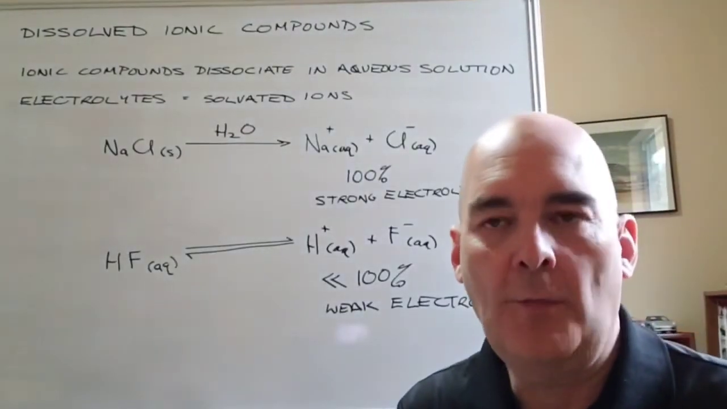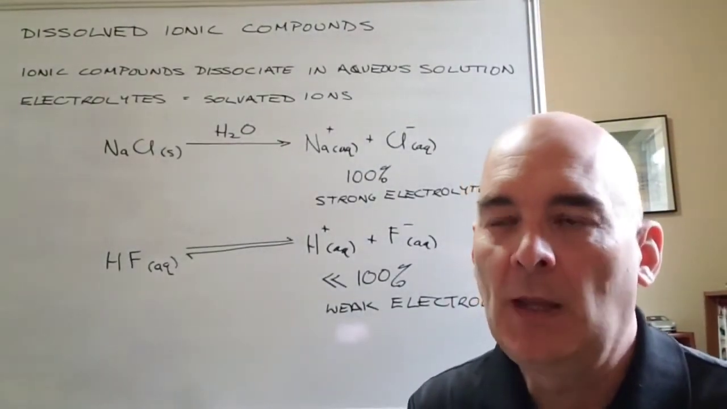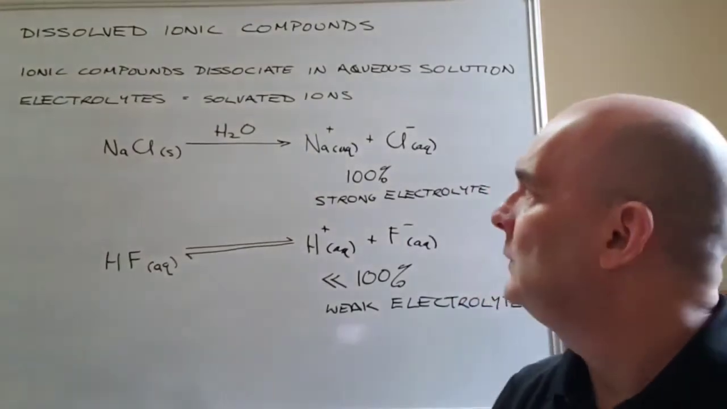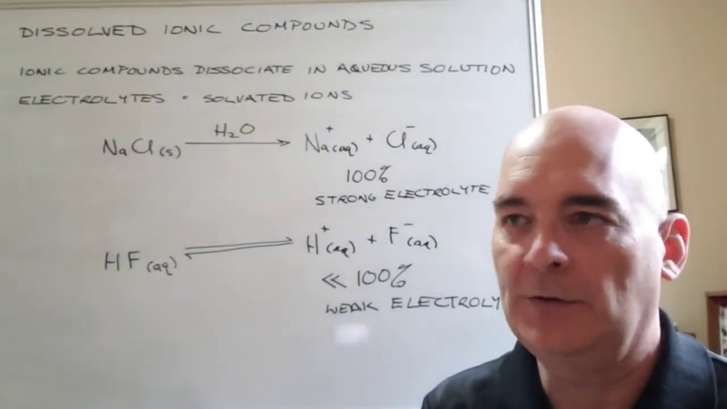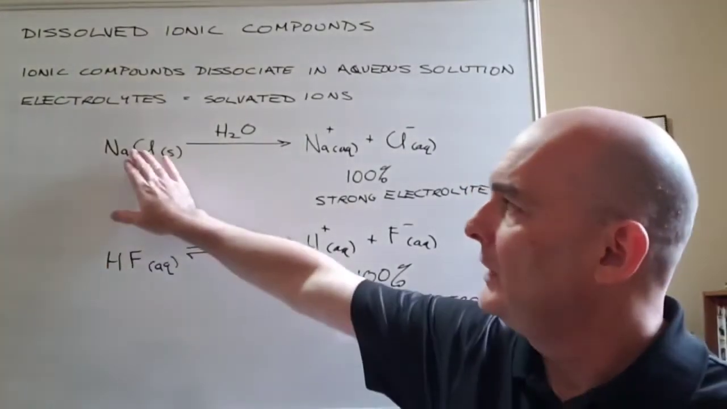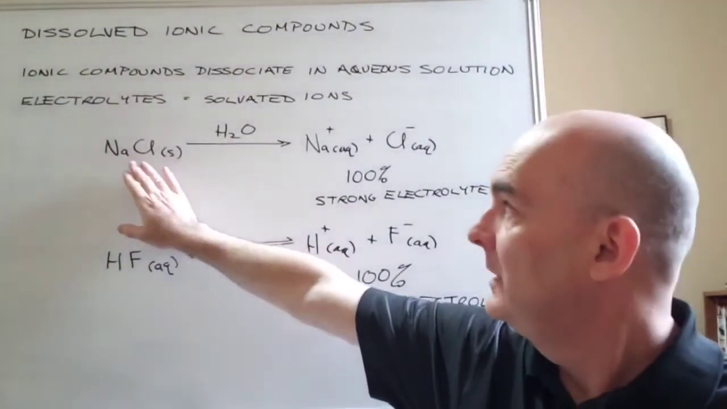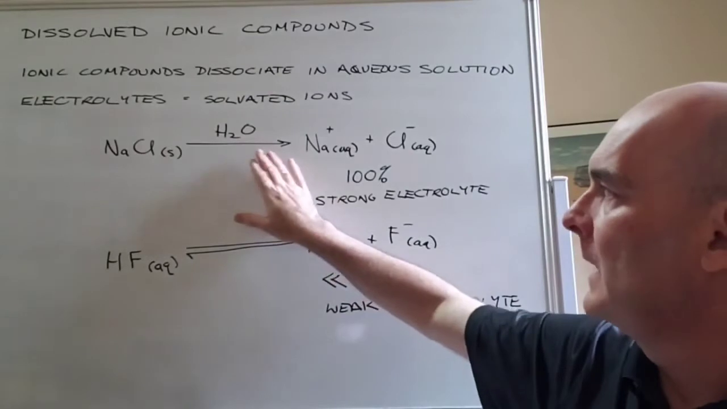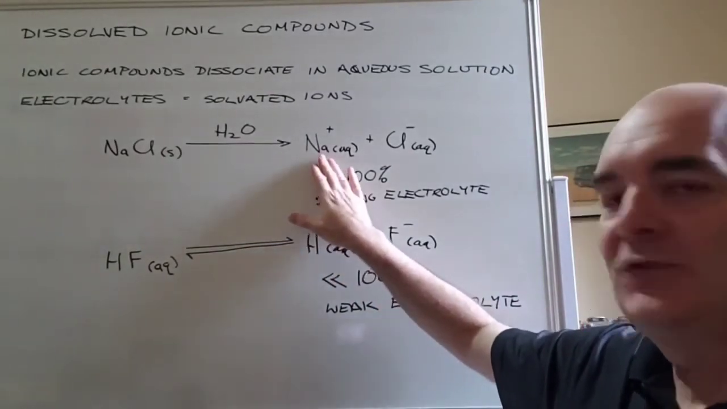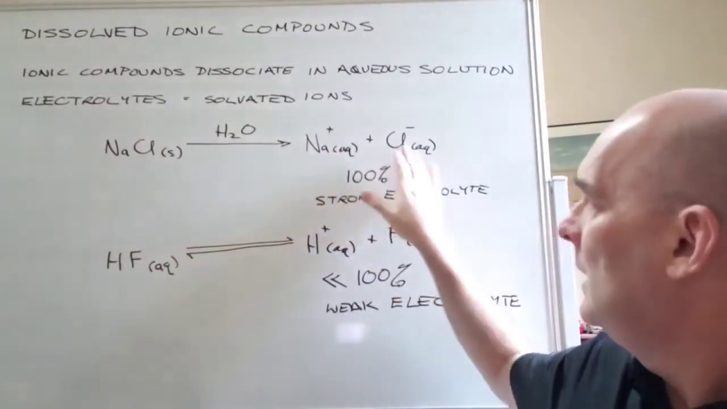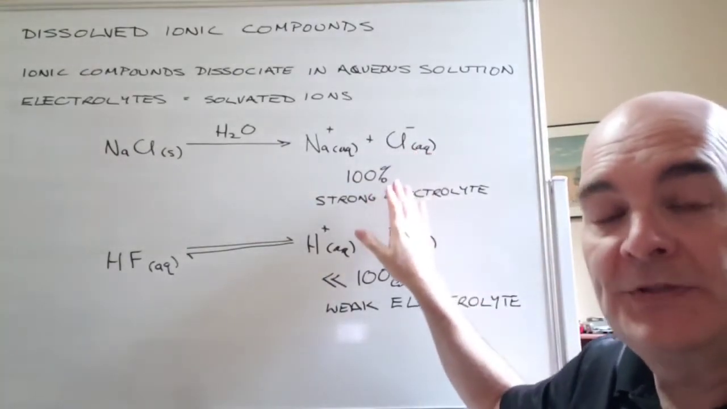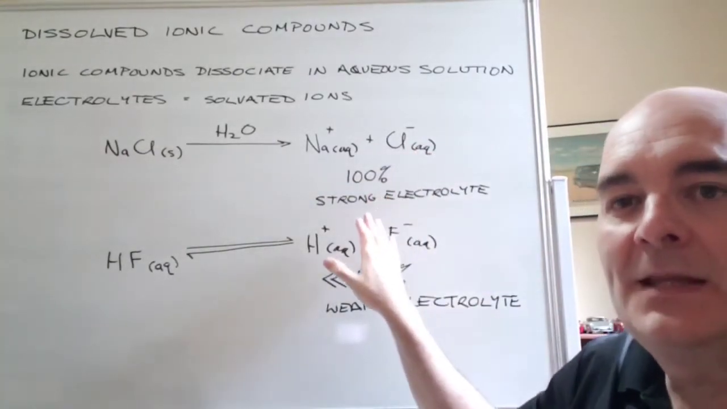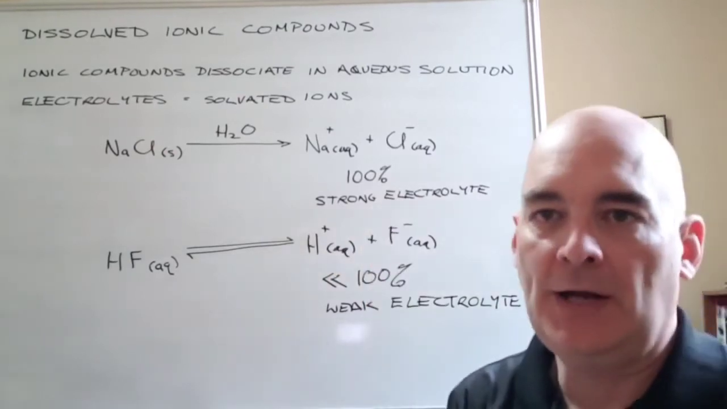Many ionic compounds dissolve in water, and when they do, they dissociate into their individual ions. So sodium chloride, salt, when it dissolves in water, splits into sodium cations and chloride anions, and it does that 100%. That makes this a strong electrolyte.